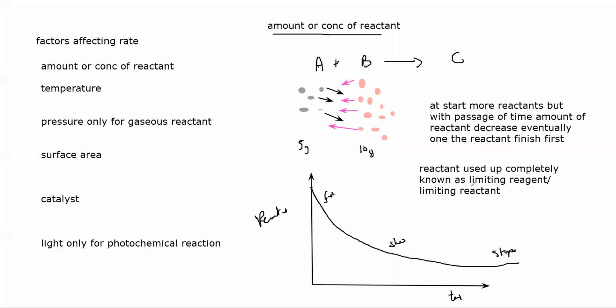So the reactant which is used up completely is known as the limiting reactant, and the reactant which is left is known as the excess reagent. The reactant which is left is simply known as the excess reagent or excess reactant.